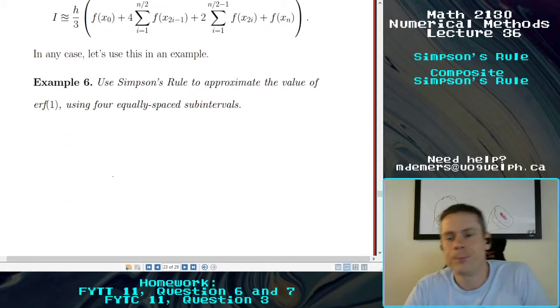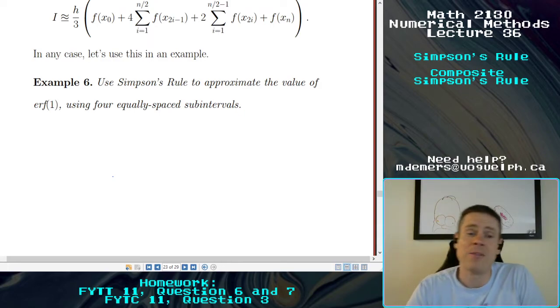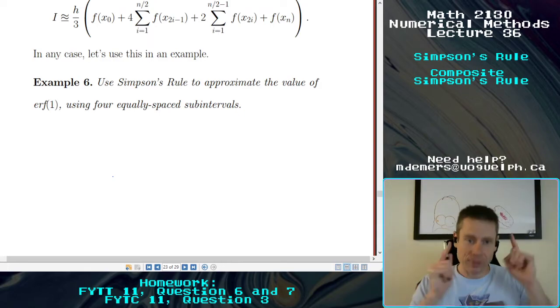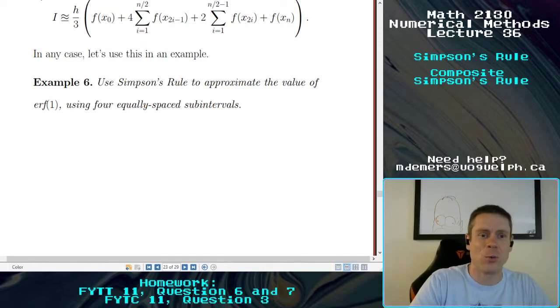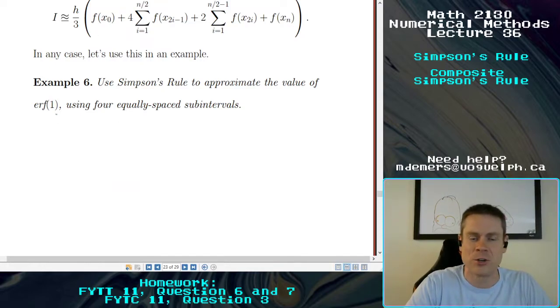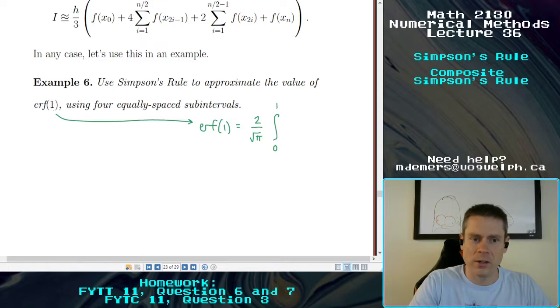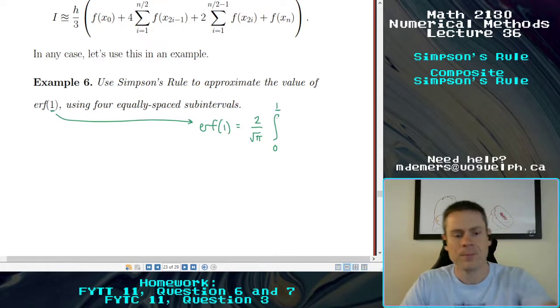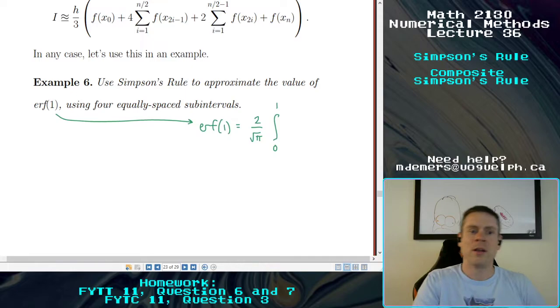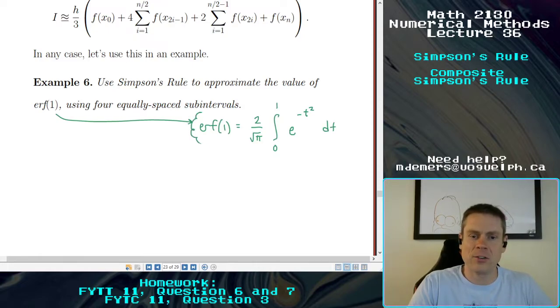Use Simpson's rule to approximate the value of the error function at 1. Let's remember one more time what that error function was. It's the one special function I wanted you to be responsible for. The error function at 1 is equal to 2 over root pi times the integral from 0 to 1. The 1 here goes with the 1 up there, so that shouldn't be a surprise. Error function at x puts an x up there. And then it's e to the minus t squared dt.